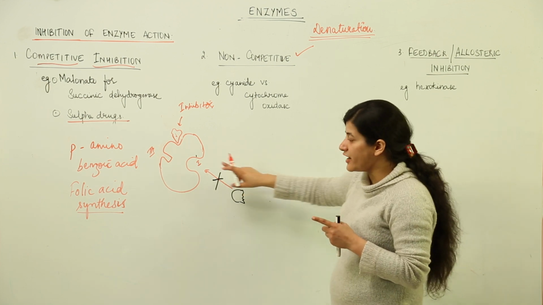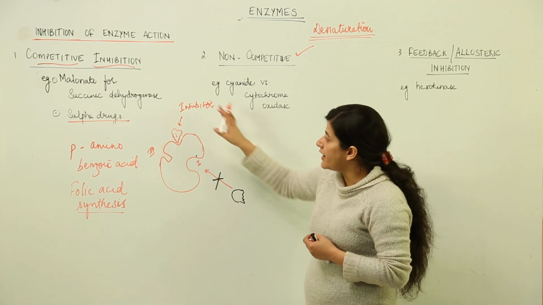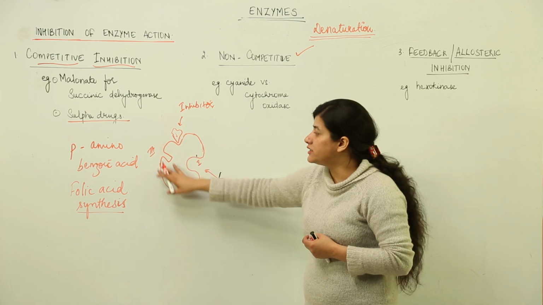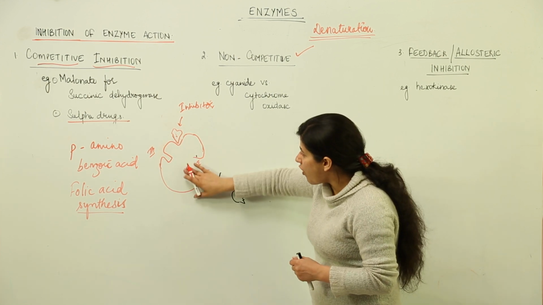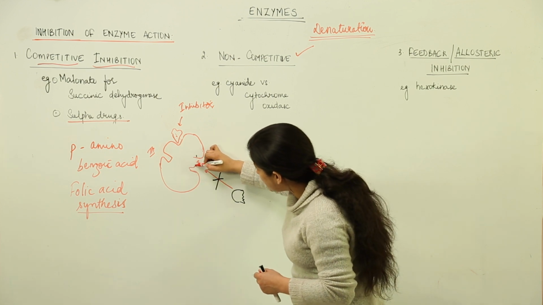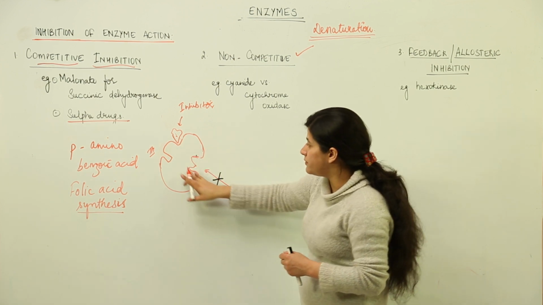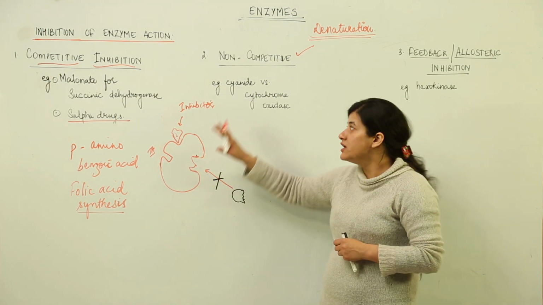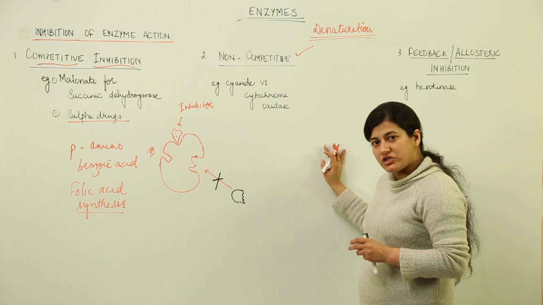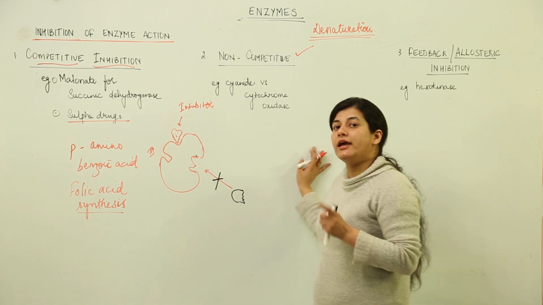Secondly, it did not fight for the same site. It came and joined at some other site and altered the enzyme structure, due to which the combining of substrate was not possible because the active site structure changed. Now as you can see, it cannot combine over here. This is known as non-competitive inhibition, and the biggest example is cyanide poisoning.